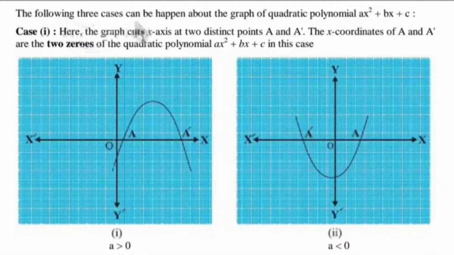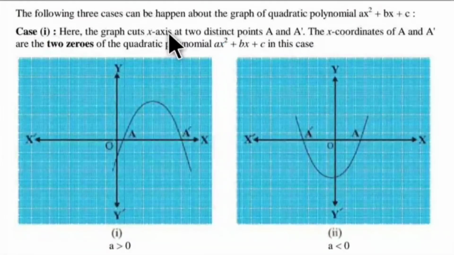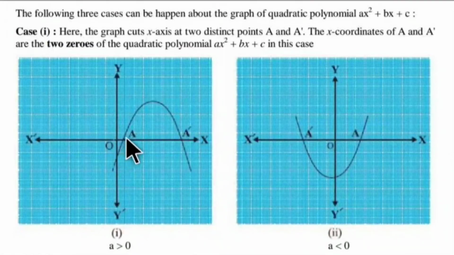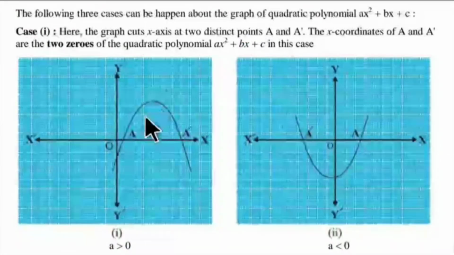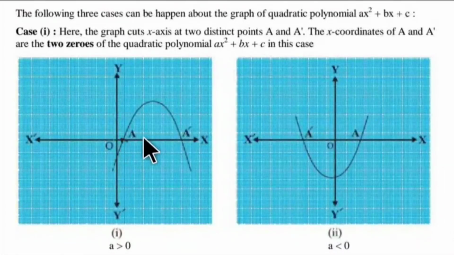Here you can see the graph of the quadratic polynomial. Case 1: the graph cuts the x-axis at 2 points, A and A dash. The x-coordinates of A and A dash are the two zeros of the quadratic polynomial ax² + bx + c. Here two solutions are there, this one at this point. Similarly here also two distinct points, these are the two zeros. Here two zeros.